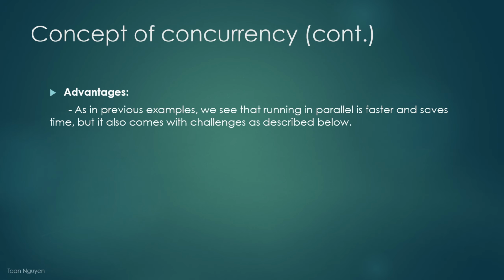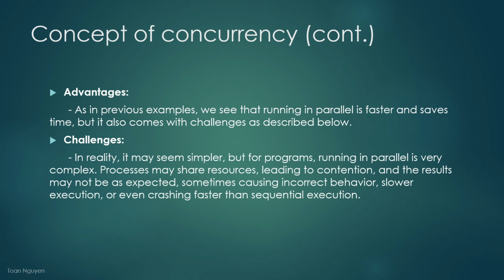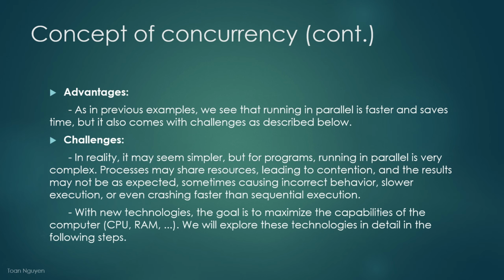Now let's summarize. As in the previous example, parallel execution is faster, but it also comes with challenges. Similar to real life, resource sharing exists. In real life, it is not too complex, but in computing, shared resources lead to contention. This can produce unexpected results. Behavior may also be unpredictable. Sometimes execution becomes slower. Sometimes it can even crash the application faster than sequential execution. This is a major challenge.